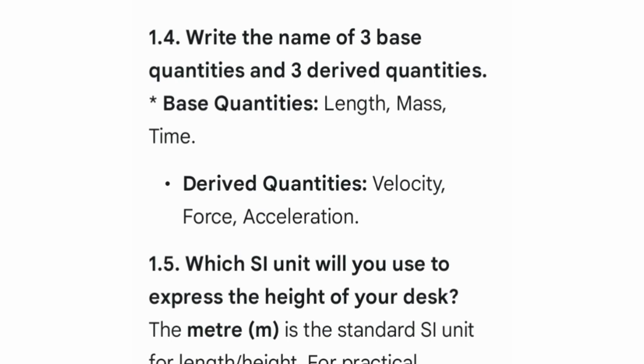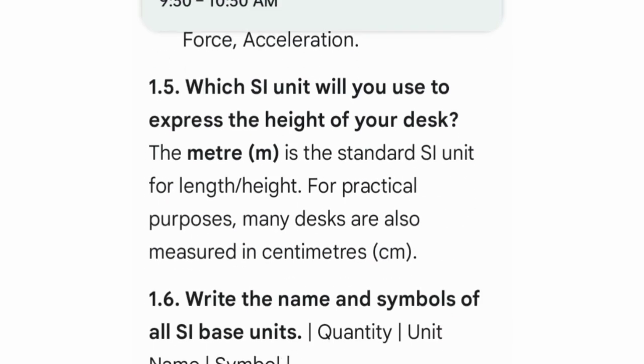Short 1.4, write the name of three base quantities and three derived quantities. Base quantities: length, mass, time. Derived quantities: velocity, force and acceleration.